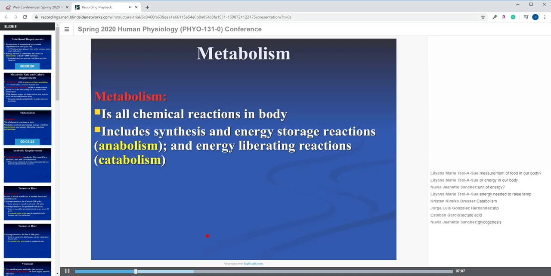Which is lipogenesis. Remember, lipogenesis producing fatty acids from glucose. So you have glycogenesis and lipogenesis. These are energy storing reactions where excess glucose gets stored as glycogen, or extra glucose gets converted into fatty acid. So these are all anabolism.